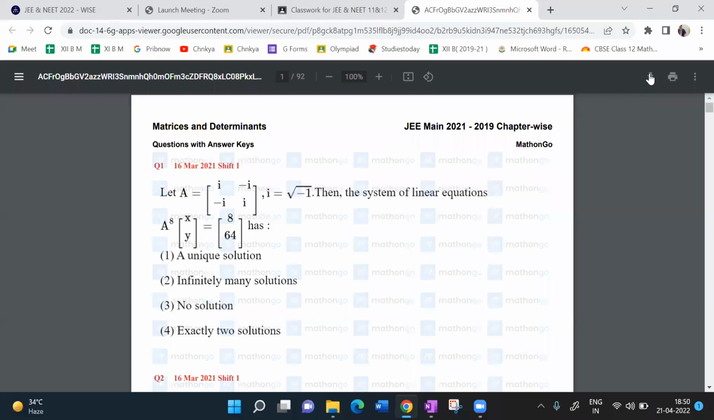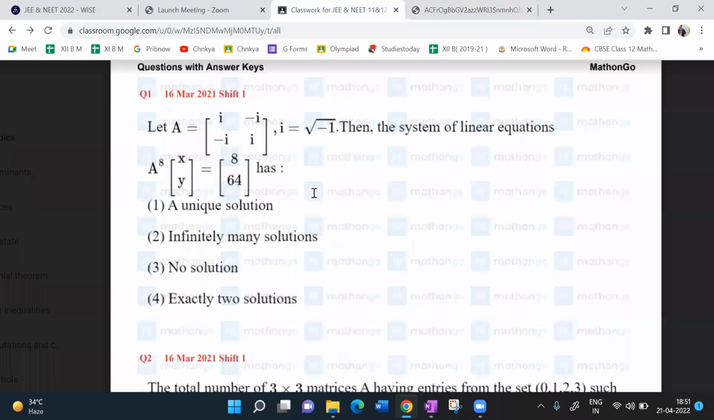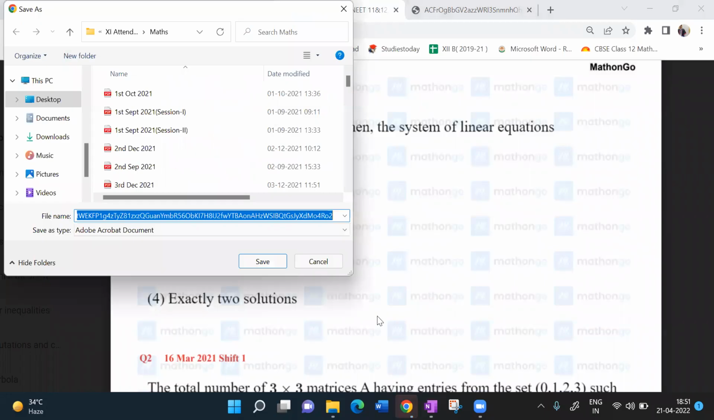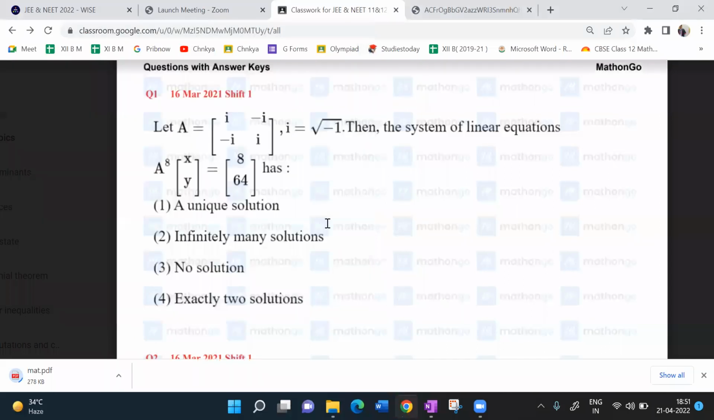Option C is correct. Option 3, no solution. Guys, can I say it has no solution now? Look at this, it has no solutions. No solution is the answer. The options are unique solution, infinitely many solutions, exactly 2 solutions. That is not possible, guys. No solution is the right answer. Clear? Understood, people?